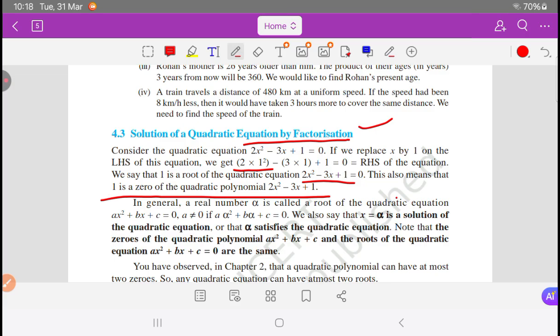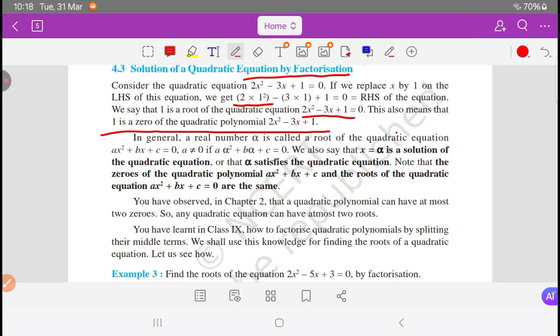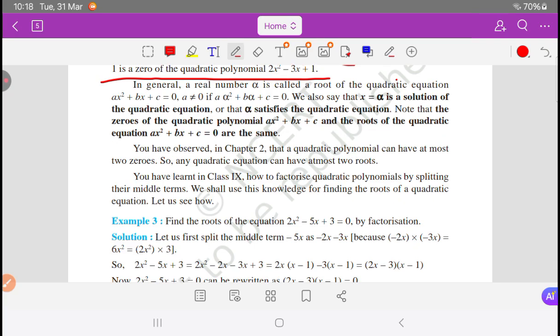In general, a real number alpha is called a root of the quadratic equation if a alpha square plus b alpha plus c equal to 0. So it says that x equal to alpha is a solution of the equation. So in the chapter you observe that quadratic polynomials have at most two zeros.